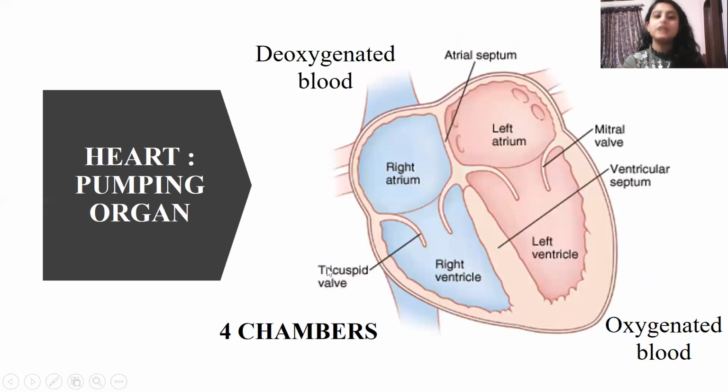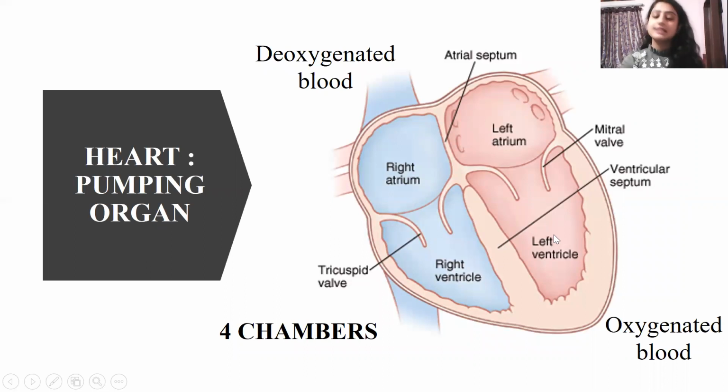Coming to the next component, which is the heart. Now, the heart is a muscular organ which is also known as the pumping organ because it pumps to release the blood with pressure so that it can go to each and every cell of the body. But guys, this is not the only function of the heart. The other function of the heart, and a major one, is to separate the deoxygenated blood, which is represented by blue, from the oxygenated blood, which is represented by red.